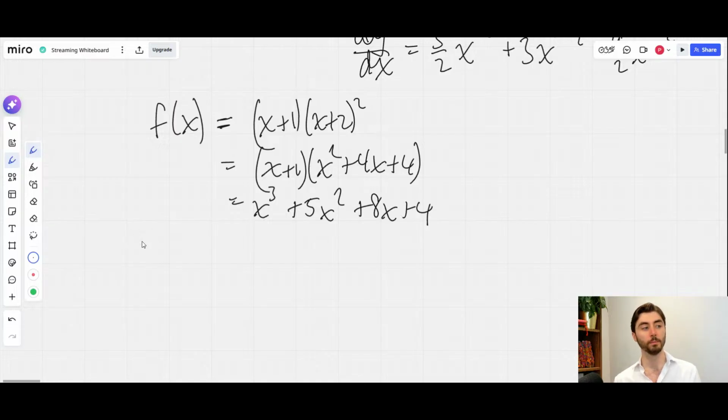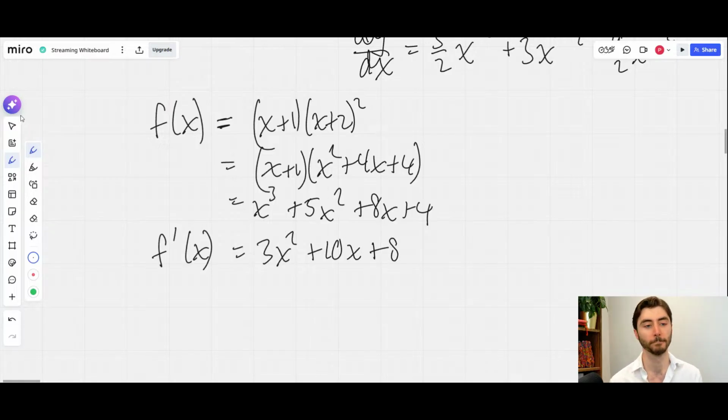And now if it's in this form where it's a function of x, the way we write differentiation is not dy by dx. We would instead write f dash. So this f dash means differentiate in the same way that dy dx does. So that would just be 3x squared plus 10x plus 8. Oh, and that's really annoying because that factorizes so well.